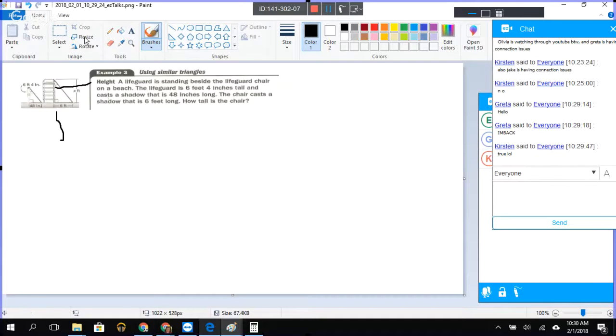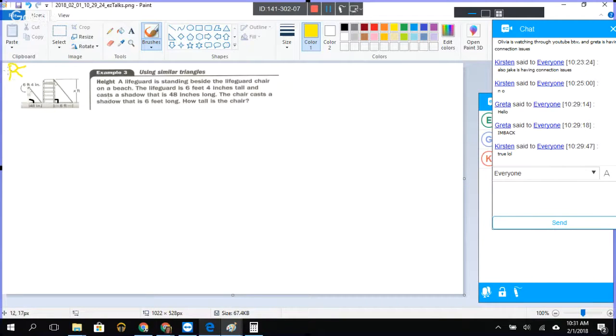So this awesome picture that we have here shows our lifeguard guy and our chair. And we know that hopefully our lifeguard is standing straight up and our chair is standing straight up. So if we do that, we know that they form a right angle with the ground. And right angles are congruent to each other. So voila, we have one angle that's already congruent to each other, right? Also, we hope that the sun is shining from the same location for both the person and the chair, right?